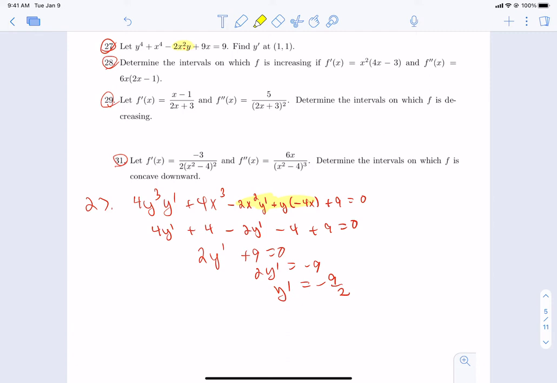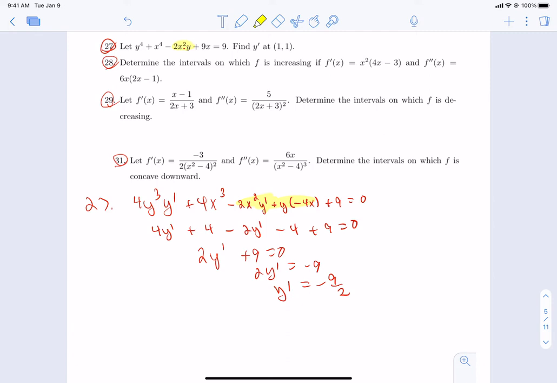Let's take a look at 28, 29, and 31. Now, it's all about recognizing they have done the derivatives for you. But you have to remember, what did the derivatives tell me? So remember, the first derivative is your slope of your tangent. Where the first derivative is positive, it's going to tell you where it's increasing. Where it's negative, it's going to be decreasing. The second derivative tells you, remember, about inflection points and concavity.